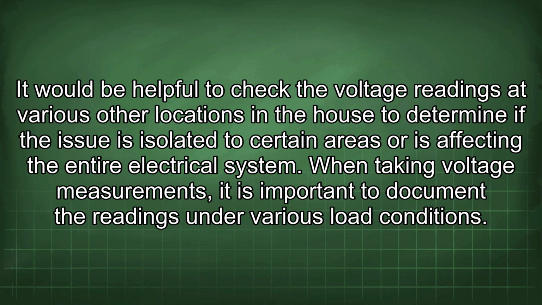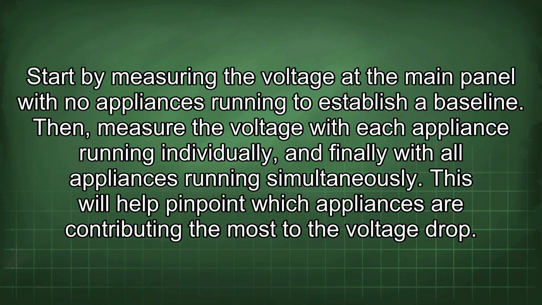It would be helpful to check the voltage readings at various other locations in the house to determine if the issue is isolated to certain areas or is affecting the entire electrical system. When taking voltage measurements, it is important to document the readings under various load conditions. Start by measuring the voltage at the main panel with no appliances running to establish a baseline. Then, measure the voltage with each appliance running individually, and finally with all appliances running simultaneously. This will help pinpoint which appliances are contributing the most to the voltage drop.